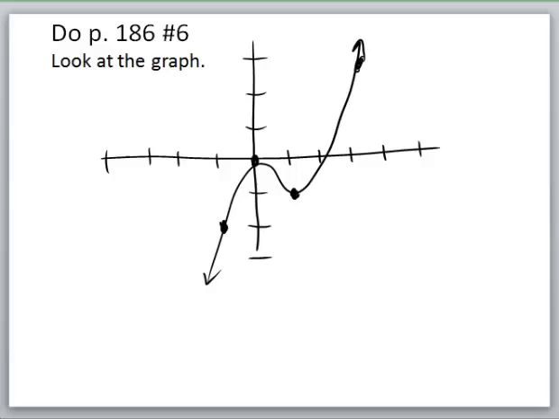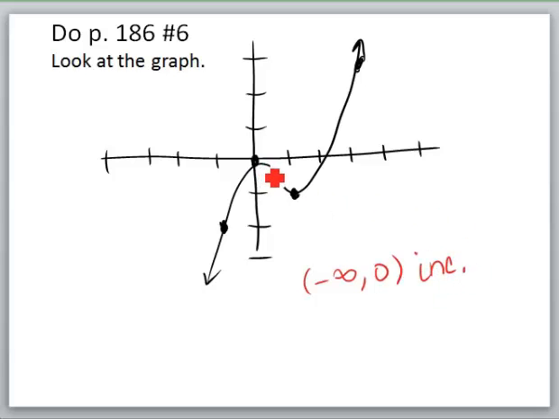So the first thing we're going to do is just look at this graph, and write down the intervals of increasing and decreasing intervals. So if I look at this picture, I notice that my graph is increasing until it hits 0 right here. So I'm going to go ahead and say that from negative infinity to 0, it's increasing.